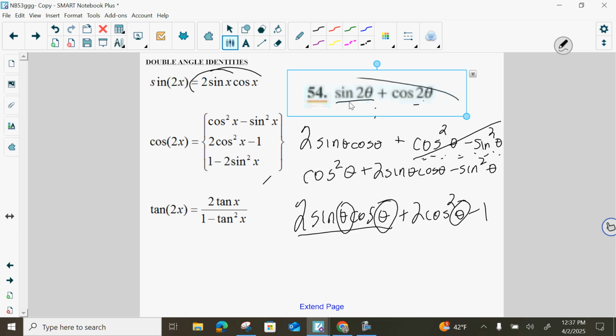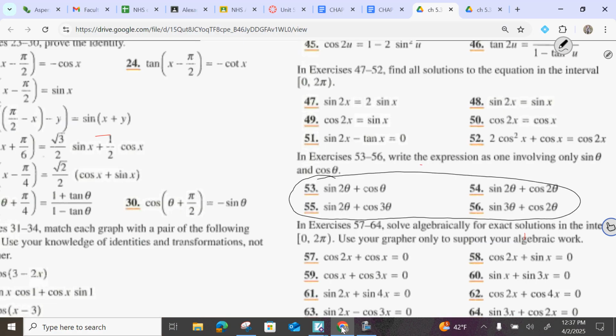Okay, let's try one more of those. You guys try this one. Try 56. Sine of 3 theta plus cosine of 2 theta.